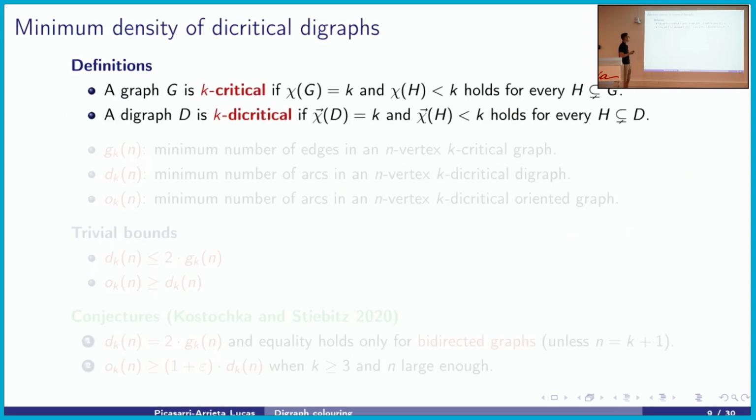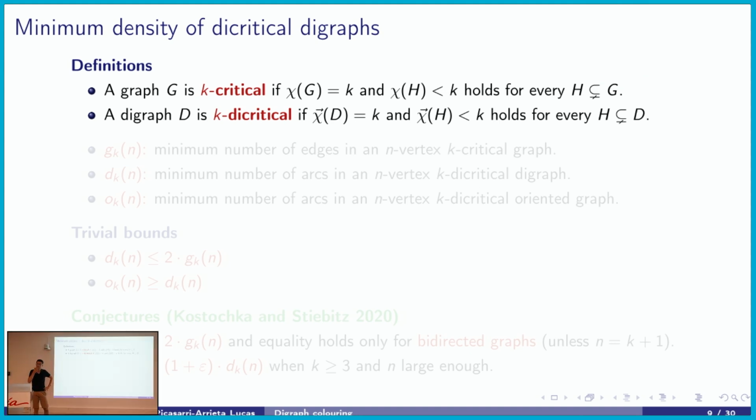So let's start with diacritical digraphs. So we say that a digraph is k-diacritical if its dichromatic number is k, but if you remove any arc or any vertex, its dichromatic number decreases to k minus 1. So these digraphs are somehow the minimal obstruction to (k minus 1)-dicolorability. And then we define in the same way that a graph is k-critical if it has chromatic number k, but if you remove a vertex or an edge, it decreases to k minus 1.